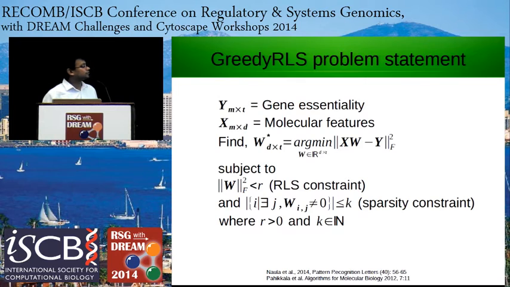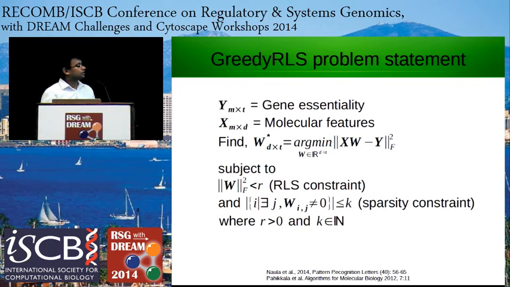So here's a problem description of what this greedy RLS is. Y is the output matrix, which is in our case the gene essentialities. We have M number of samples and T number of tasks to be predicted. T is close to 2,647 in both the sub-challenges. And the molecular features are the gene expression, copy number variation, and mutations, where we have M samples, 105 cell lines, and D variables, where we have approximately 45,000 variables.